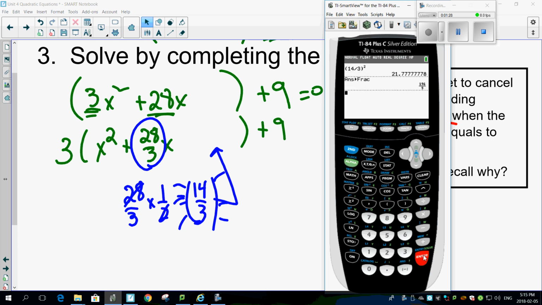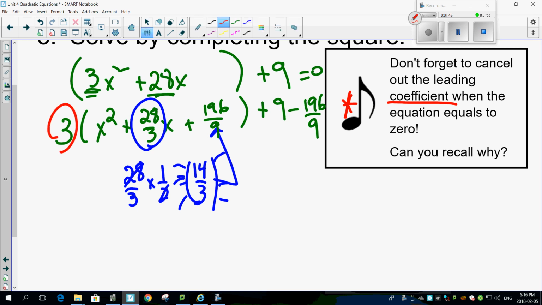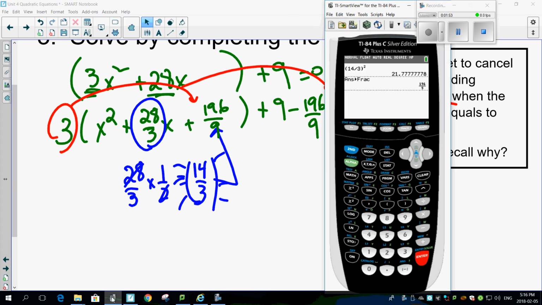Look at that. We have 196 over 9. Yikes! So, plus 196 over 9. Now, out here, don't forget to subtract 196 over 9. But don't forget also, everything was multiplied by 3, right? Including this guy. Multiplied by 3. So 196 over 9 times 3. And you can just do this in your calculator. Again, it's going to give you a wonderful decimal. In this case, hey, it didn't. Give me 196 over 3. Look at that.